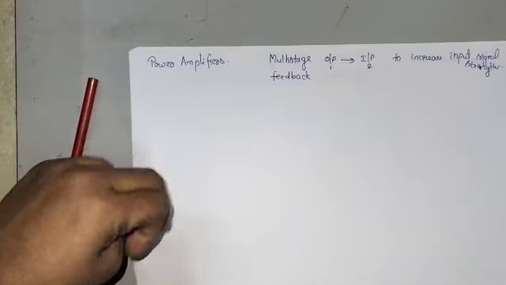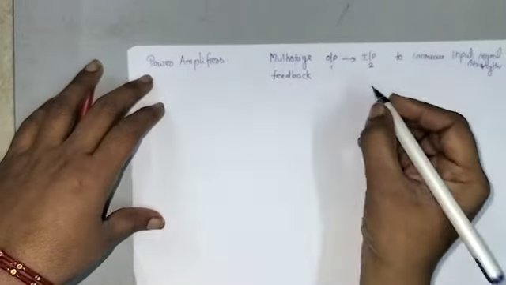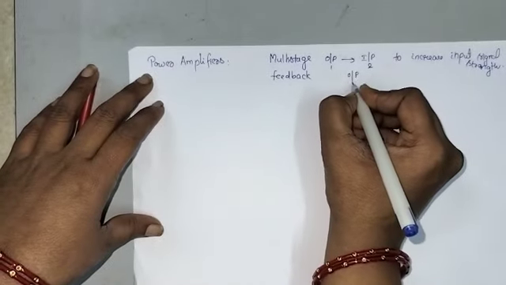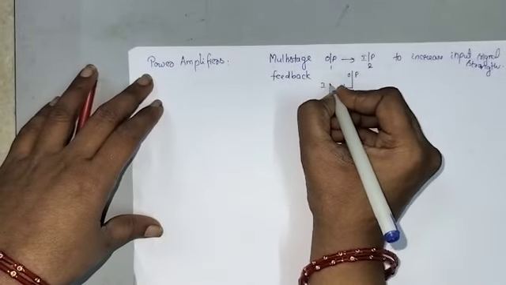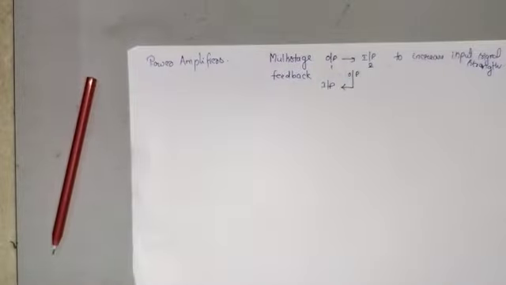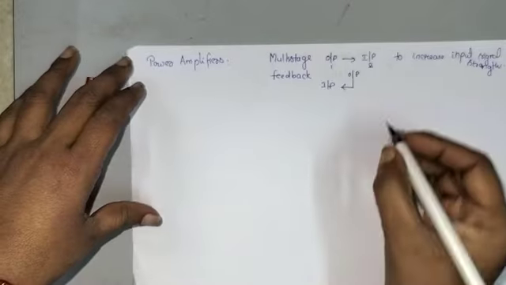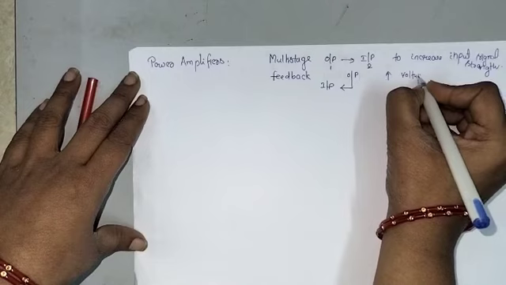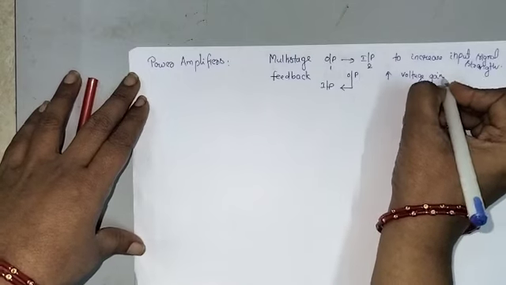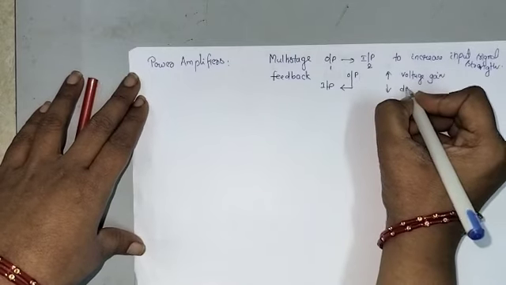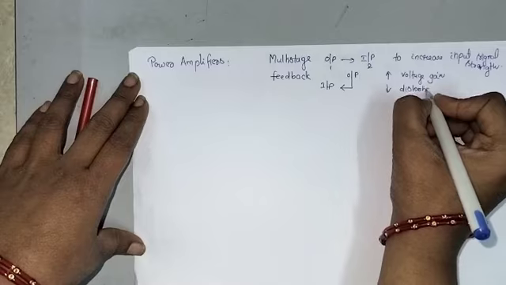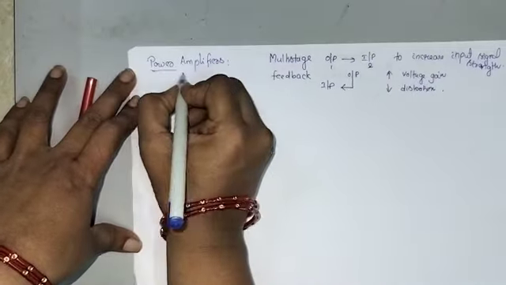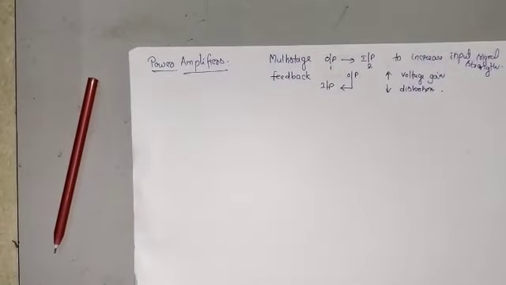Coming to the feedback amplifier, here the concept is that part of the output is fed back to the input. So those amplifiers are called feedback amplifiers. The advantage or application of these amplifiers is that they increase the voltage gain and reduce distortion.